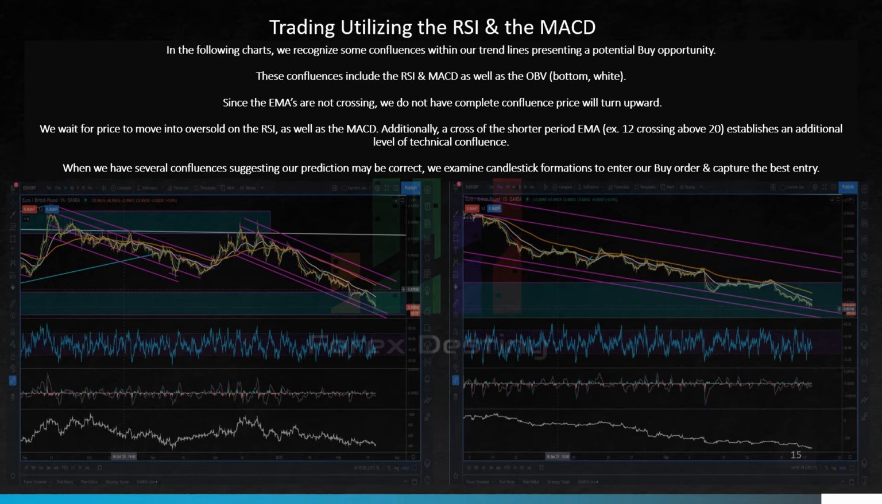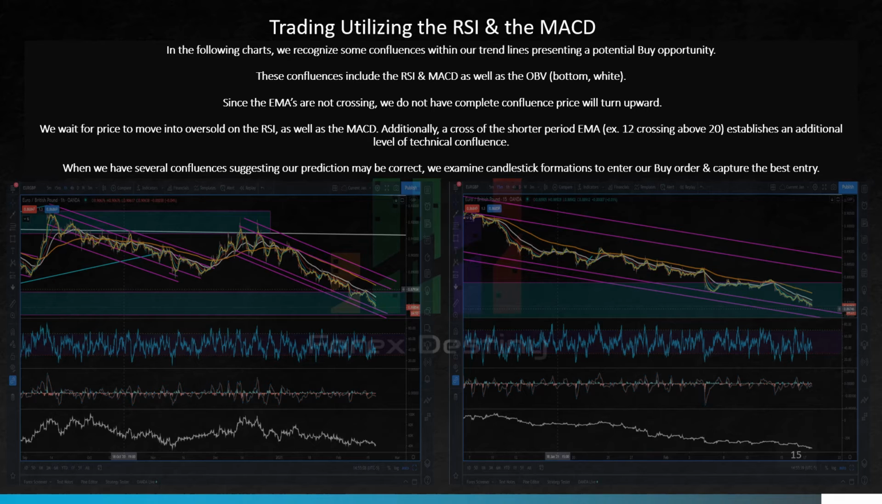Now let's apply the RSI along with the MACD in our trading strategy. In the following chart below, we recognize some mutual confluences within our trend lines, presenting a potential buy opportunity. These confluences include the RSI and the MACD, as well as the technical tool called the OBV indicator, located at the bottom in white. Since the EMAs are not crossing, we do not have complete confluence price will turn upward.